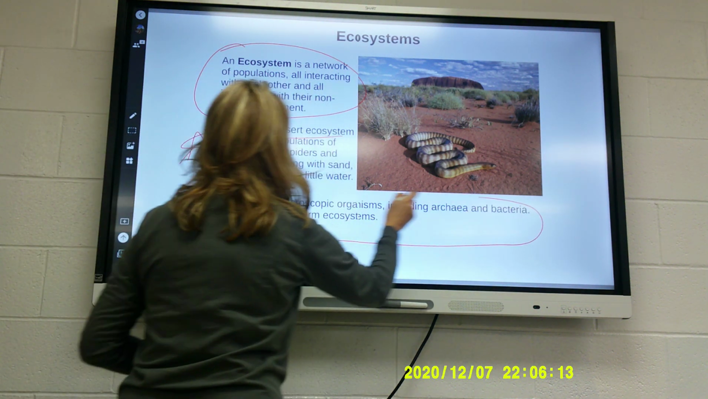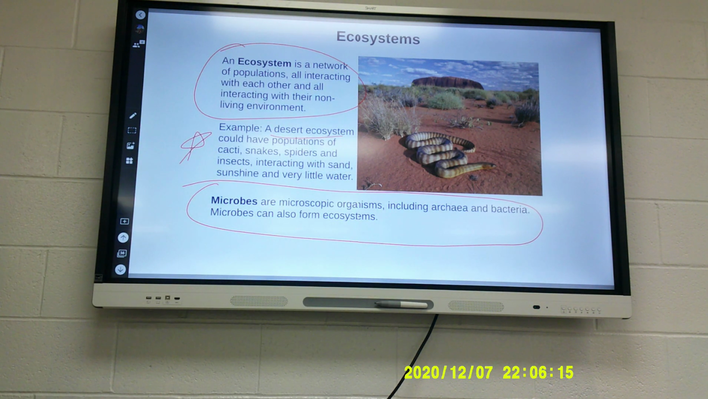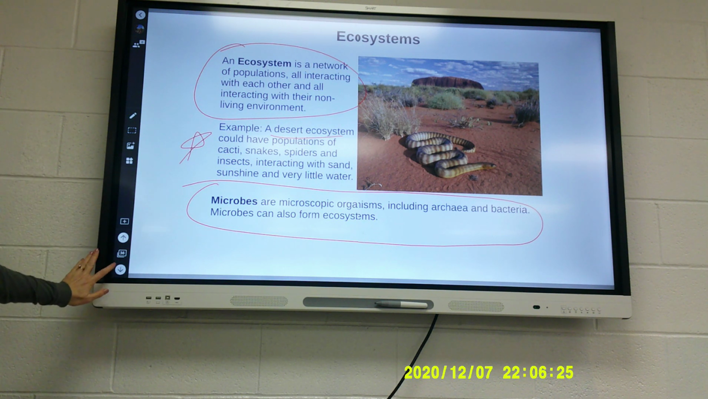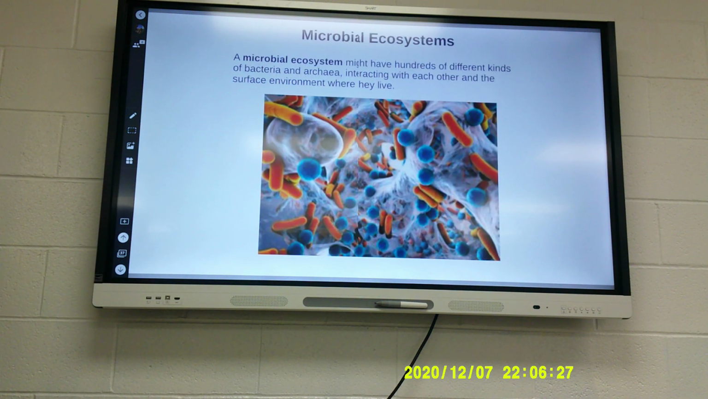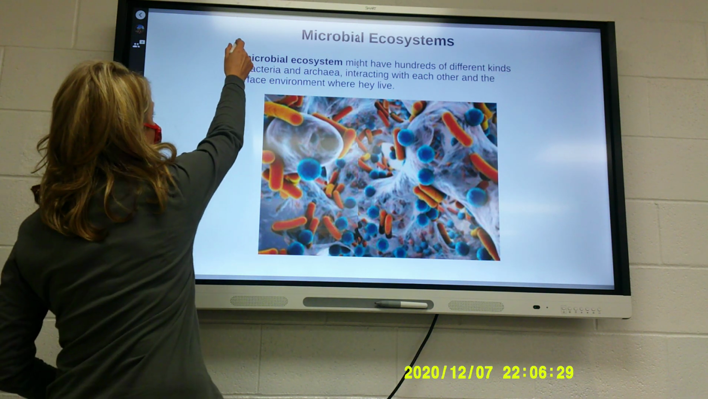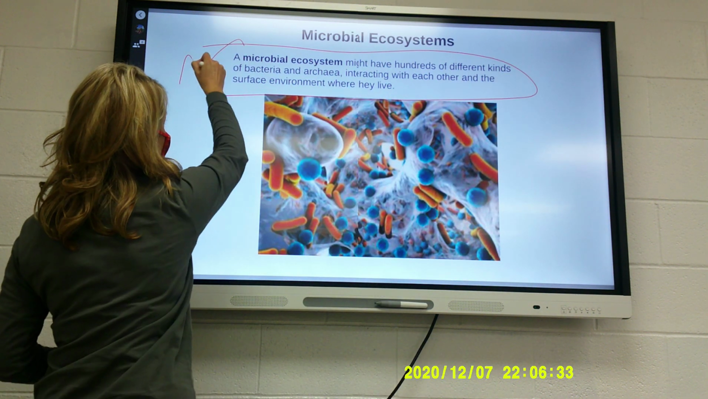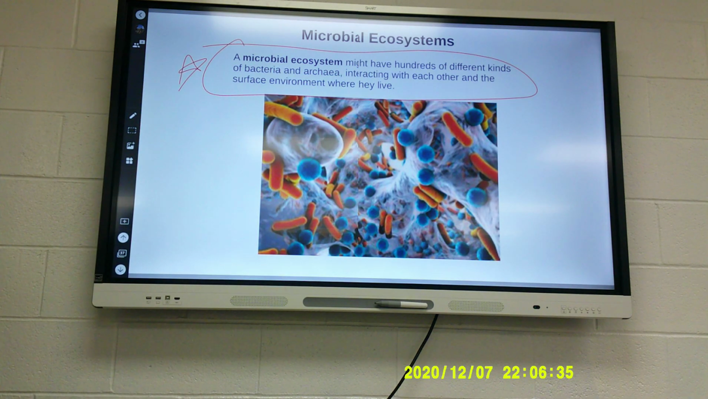Microbes. These are microscopic organisms, bacteria. Microbes can also form their own ecosystem. They're very tiny, microscopic, single-celled organisms. Microbial ecosystems. A microbial ecosystem might have hundreds of different kinds of bacteria and archaea interacting with each other in the surface environment where they live.